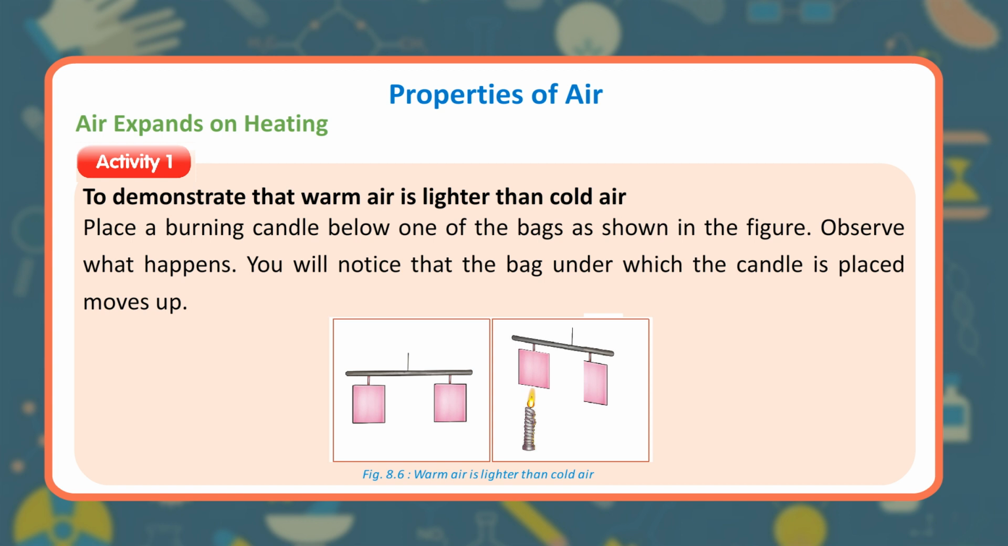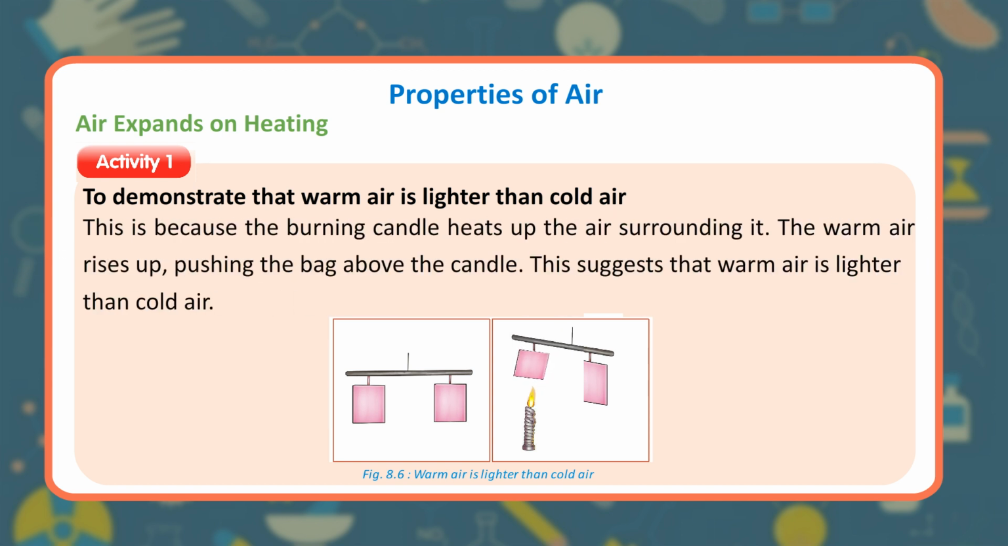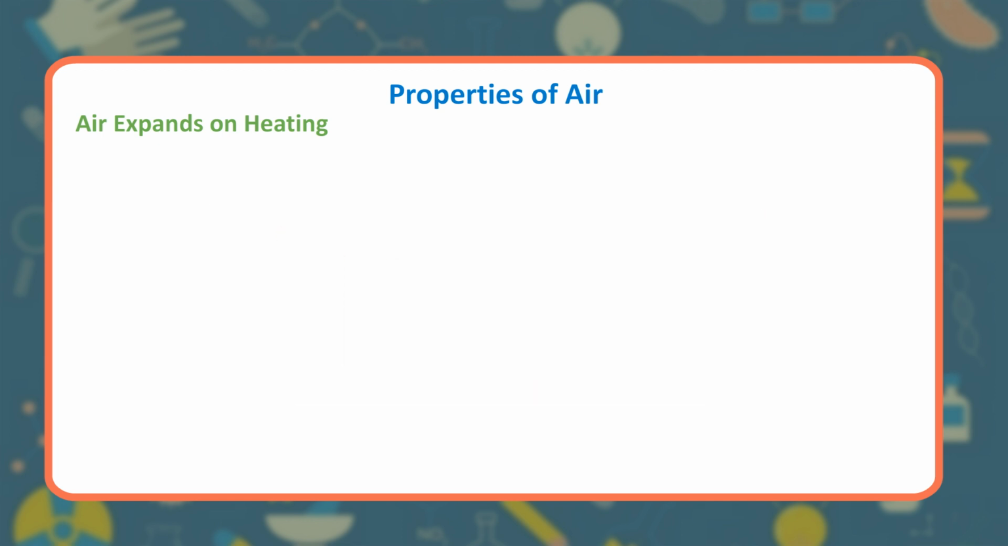Place a burning candle below one of the bags as shown in the figure. Observe what happens. You will notice that the bag under which the candle is placed moves up. This is because the burning candle heats up the air surrounding it. The warm air rises up, pushing the bag above the candle. This suggests that warm air is lighter than cold air.